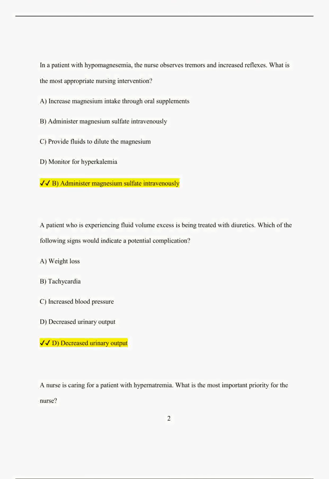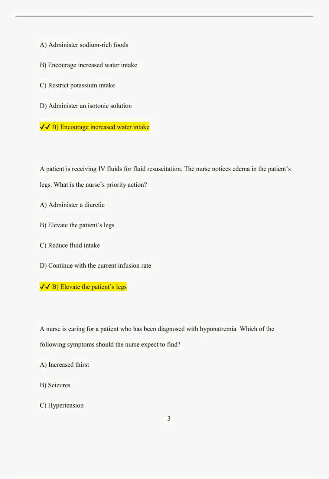A nurse is caring for a patient with hyponatremia. What is the most important priority for the nurse? 2/3. 3. A. Administer sodium-rich foods. B. Encourage increased water intake. C. Restrict potassium intake. D. Administer an isotonic solution. Answer: B.